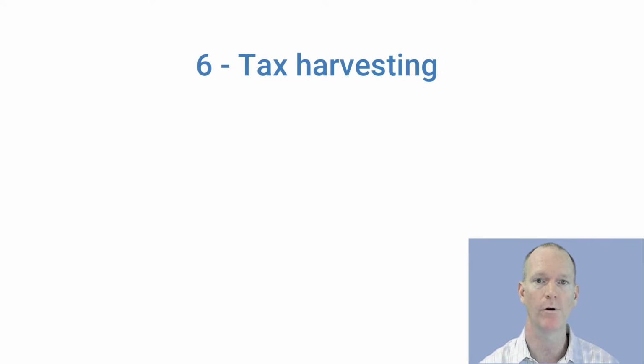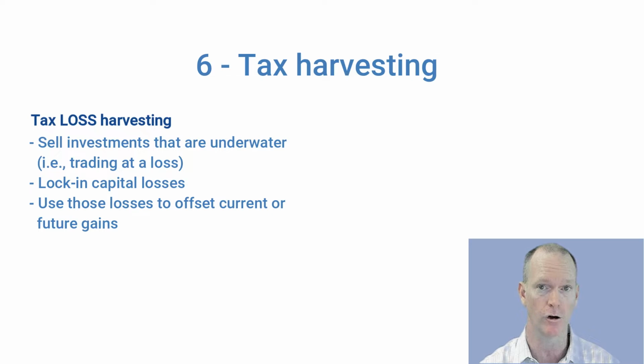Now, we're just over the halfway mark, and the next idea I'm going to discuss is tax harvesting. Now, many people might already be familiar with the idea of tax loss harvesting. The main idea there is just to sell investments that are trading at a loss inside of your portfolio to lock in those losses. When you do that, if you sell something for a gain down the road, those losses will be netted against the gains, thereby reducing your tax bill.